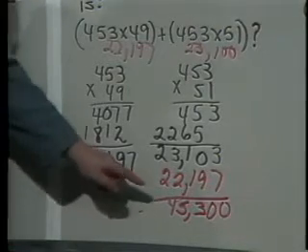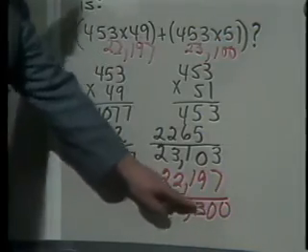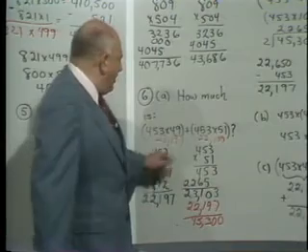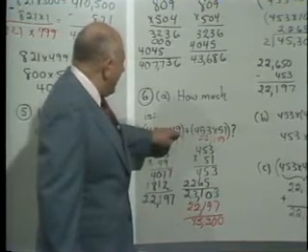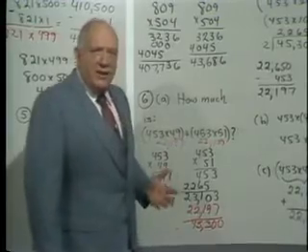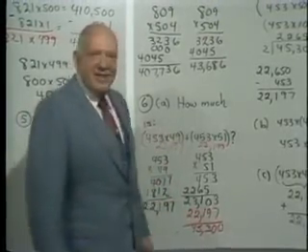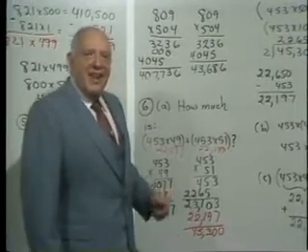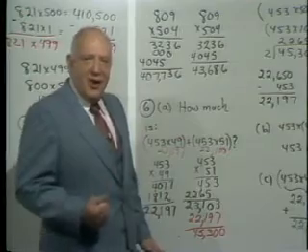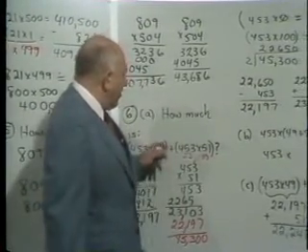By the way, you may have noticed that 45,300 looks an awful lot like 453. And it should, because look what this says. I've taken 49 of these and 51 more of these. Isn't 49 plus 51 100? And how much is 100 453s? It's 453 with two zeros annexed, and that's where the 45,300 comes from. And that's precisely what Part B was asking us to do over here.